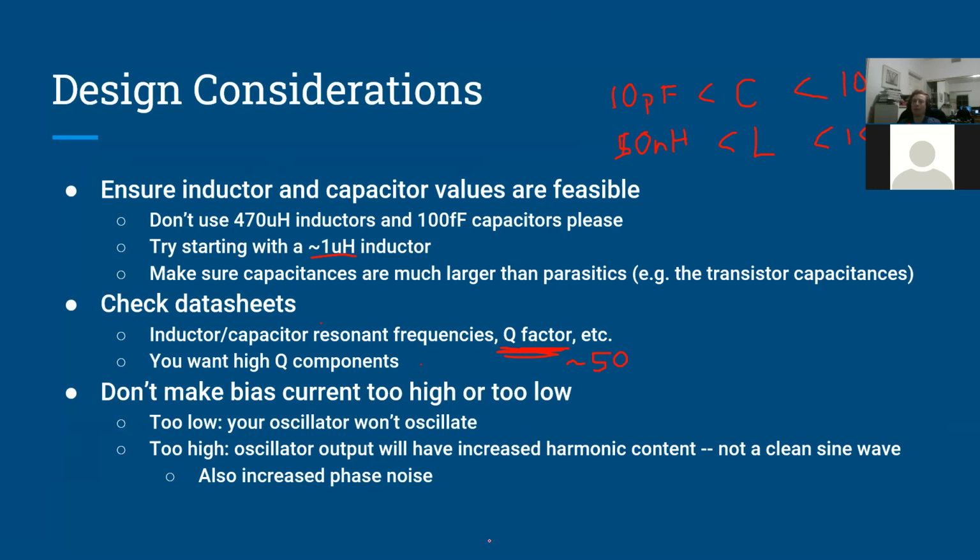If you go too low, then your circuit just won't oscillate, or it'll oscillate but with a very tiny amplitude. And you don't really want a tiny amplitude. Okay, any comments?